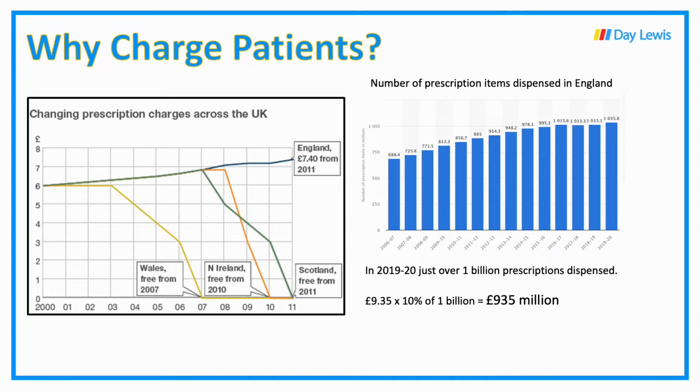So if we actually look at the number of prescriptions that have been dispensed, there are over 1 billion prescriptions dispensed per year. So imagine, as I said before, about 10% of people are paying for their prescriptions and 90% are exempt. So if we charged that 10% of prescriptions our £9.35 charge, we are getting in £935 million of revenue just from prescription charges. So that's going into the NHS pot to then be dispersed through the sectors and funding lots of other things within the NHS.